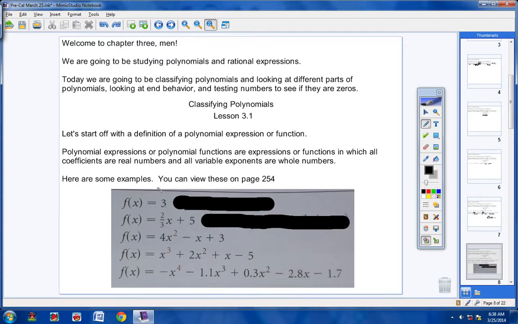Notice all of the coefficients are real numbers. 4 is a coefficient. Here's a 1 right here. 1's a coefficient. 3's a coefficient. 1.1 is a coefficient. 0.3, 2.8, 2. All of the coefficients are real numbers. Notice all of the exponents of the variables. There's a 1 right here. All of the exponents are whole numbers. None of them are fractions or decimals, and none of them are negative, okay? And I'm not going to test you on this on a test or a quiz. I just wanted to point out to you what a polynomial function is, or an expression is, and I want to make sure you understood that, all right? Okay, let's continue on.